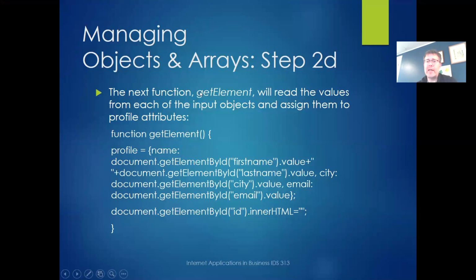All right, next function, get element, reads the values from each of the input objects and assigns them to profile attributes. So this is our function, get element. We have some profile. We're going to have to modify this slightly. We're going to have to create a var profile that exists in our document somewhere. But for this one, its name is going to be whatever is in the first name field. That's the input that has the ID first name. We're going to have a space, and then we're going to add this last name element and the city and so on.